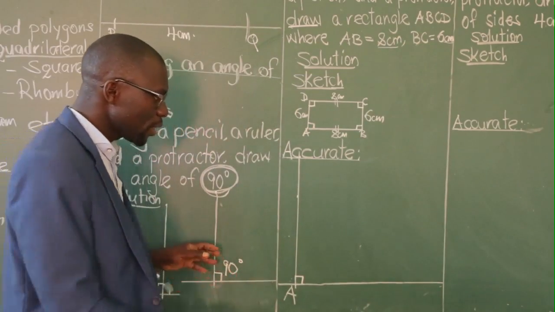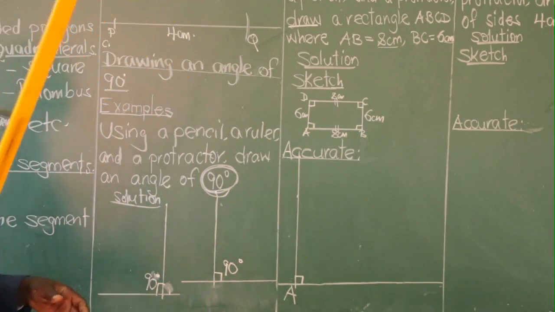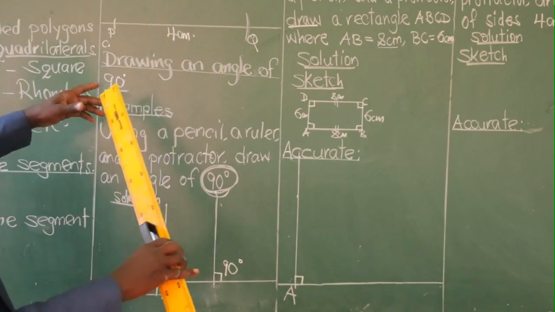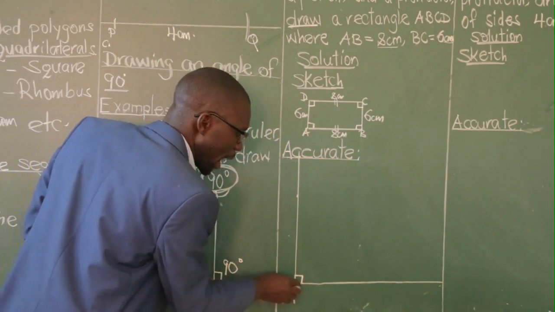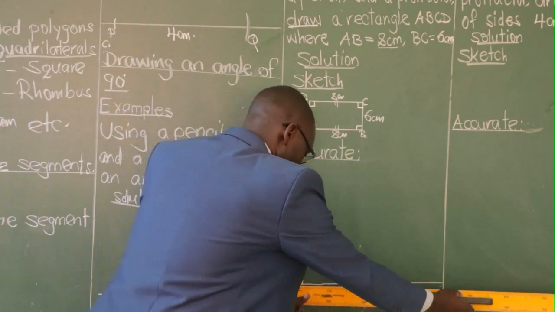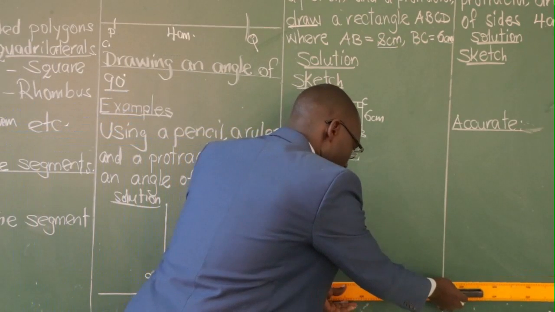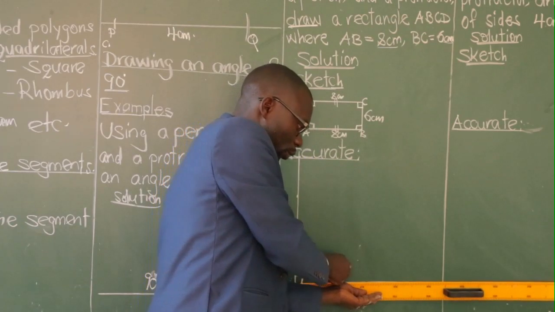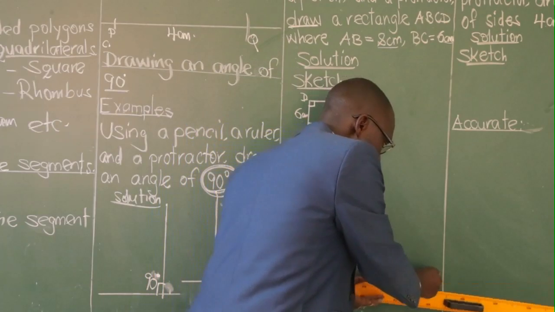Then, where is point B? Point B has to be at 8 centimeters. So using my ruler, I have to find where we have 8 centimeters. So you get the starting point, the 0, at this point, and then put your ruler there, like mine now. Having put it there, come and count. You see on your ruler, there is 0, 1, 2, 3, 4, 5, 6, 7, and 8.